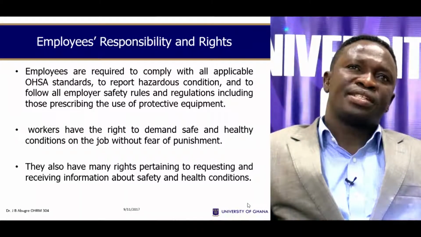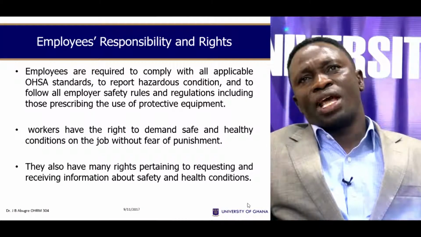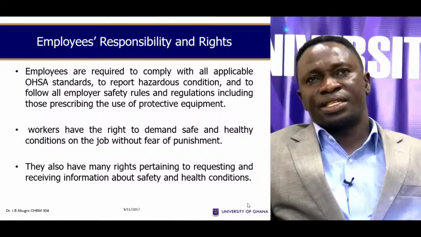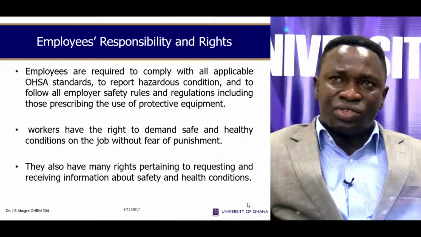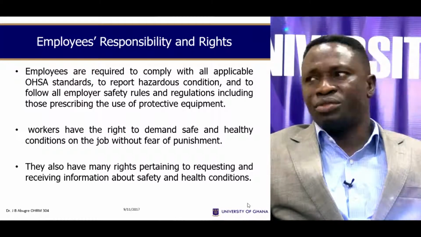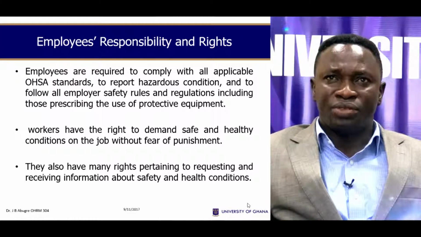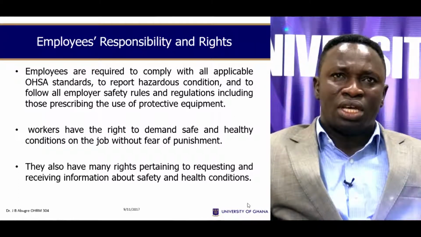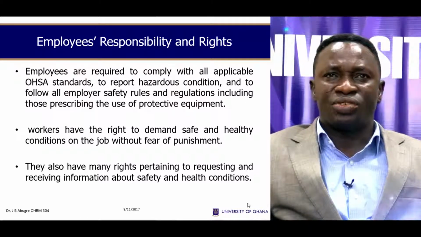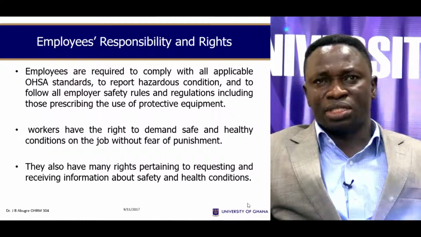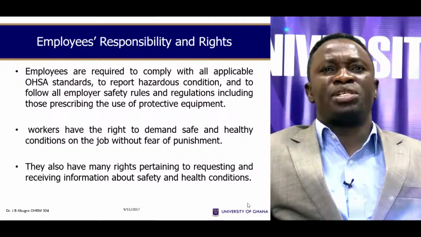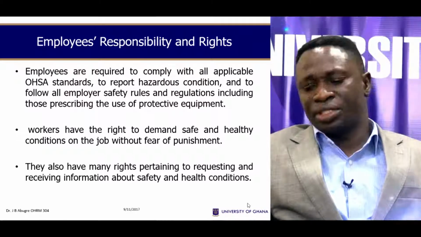Employees' responsibility and rights. Employees are required to comply with all applicable occupational health and safety standards, to report hazardous conditions, and to follow all employers' safety rules and regulations, including those prescribing the use of protective equipment. Employees have the right to demand safe and healthy conditions on the job without fear of punishment. They also have many rights pertaining to requesting and receiving information about safety and health conditions.